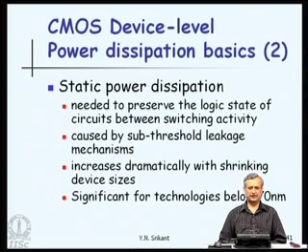This static power dissipation is caused by the subthreshold leakage mechanism in the device, and it increases dramatically with shrinking devices. This is the alarming problem. If we make the CMOS device smaller, then the static power dissipation goes up, and this is very significant for technologies below 70 nanometer, as I mentioned. For above 70 nanometer, dynamic power dissipation is the major factor.